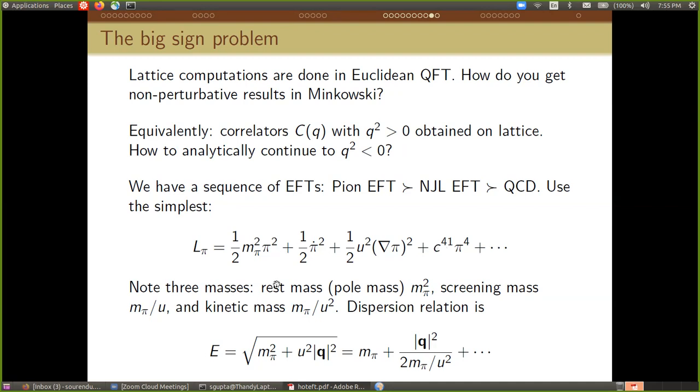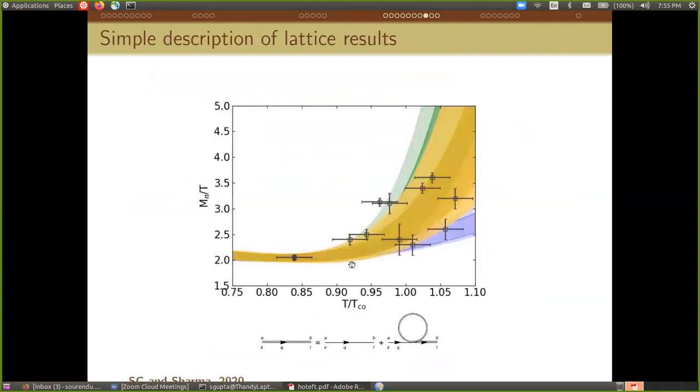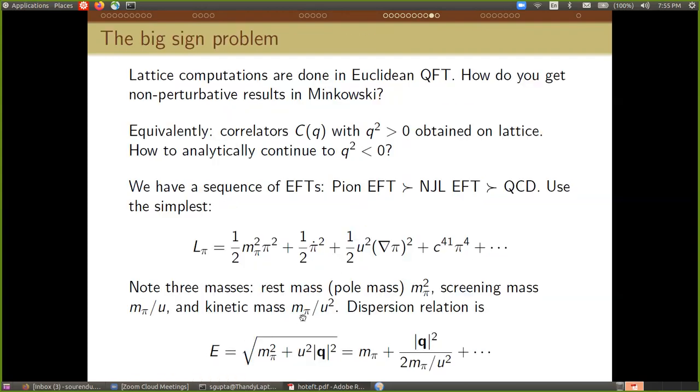Now, if you use this Lagrangian, notice that there are three masses. There's the rest mass m_pi, which appears directly in the Lagrangian, and therefore it's called the pole mass. And there's a screening mass, which I had told you about earlier, m_pi by u. And we have a kinetic mass, m_pi by u squared. What is this kinetic mass? Notice that when you start with a kinetic term like this, that gives you an energy, where the dispersion relation is energy equals square root of m_pi squared plus u squared |q| squared. q is the spatial momentum.